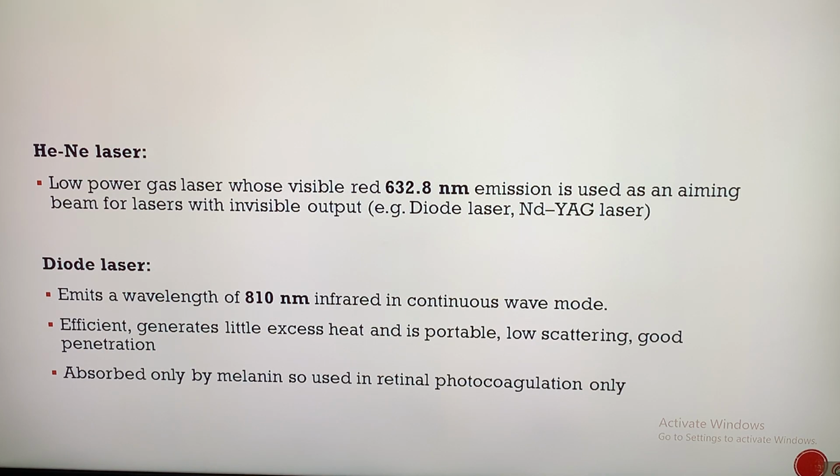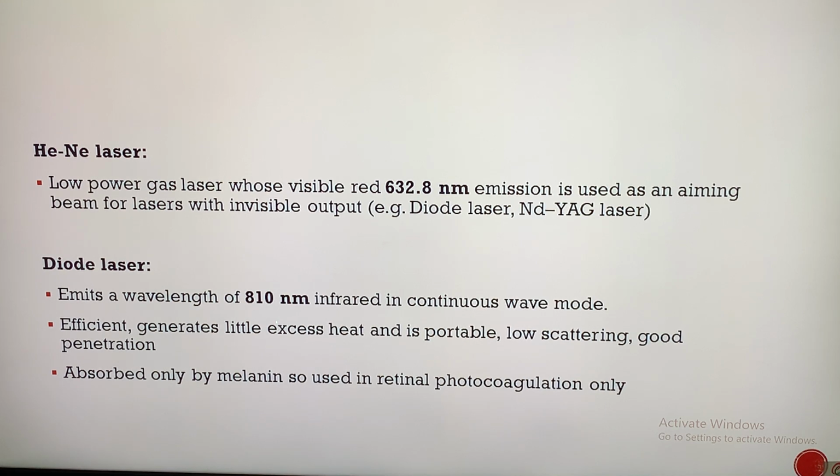Helium neon laser is not used isolatedly. Low power gas laser, it is actually a gas laser with a wavelength of 632.8 nanometers, which is used as an aiming beam for lasers which are invisible. For example, diode laser and YAG laser are actually invisible. So helium neon laser is used with these lasers to make them visible.